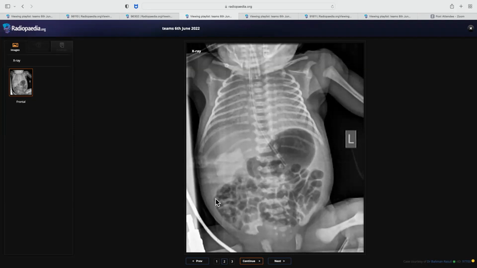Okay, so there are bilateral lung volumes, 1, 2, 3, 4, 5, 6. So there is normal adequate lung volume seen bilaterally. There is bilateral perihilar haziness seen in both lung fields with subtle air bronchogram, which is consistent with respiratory distress syndrome. So I'm also looking at the epiphyses.